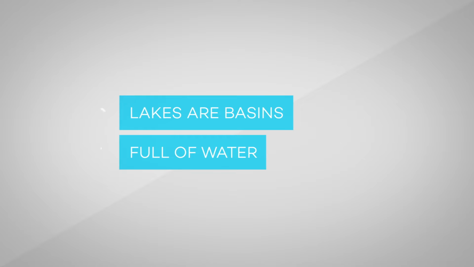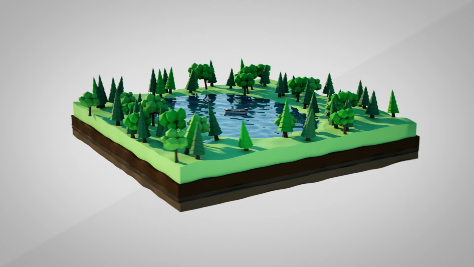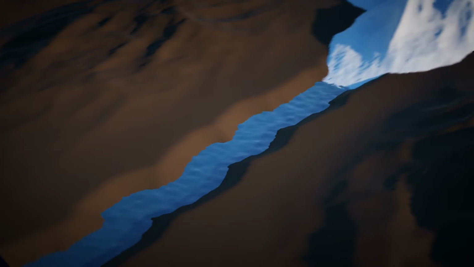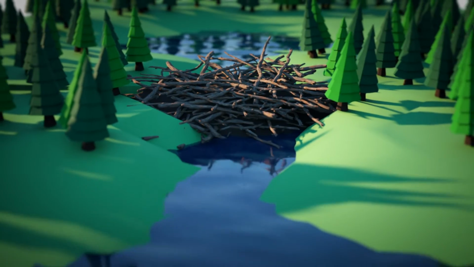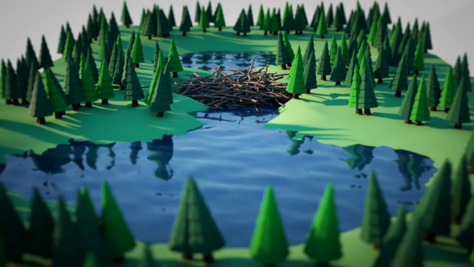Lakes are basins full of water. Lakes form when water collects in indentations on the Earth's surface. For example, when moving glaciers leave imprints, or from moving tectonic plates. They can also be formed in areas upstream of dams, even beaver dams.